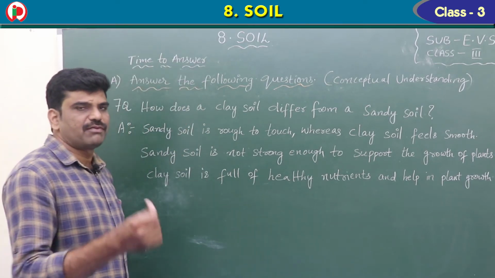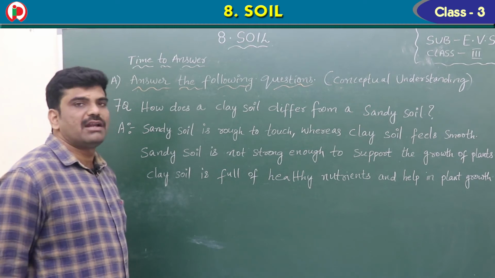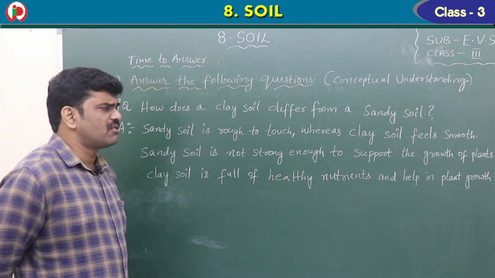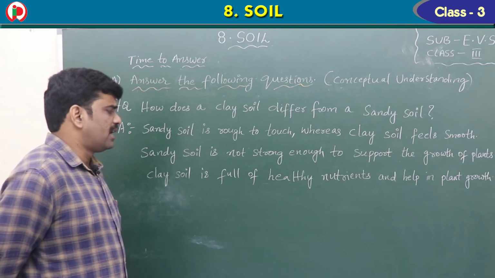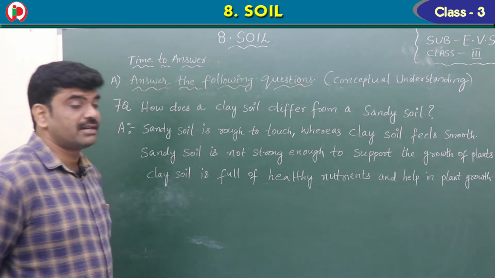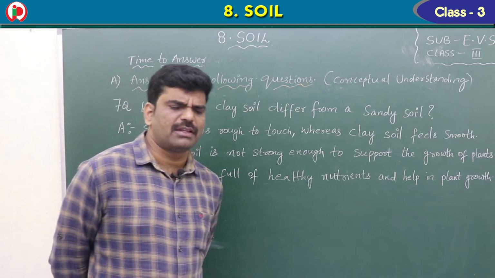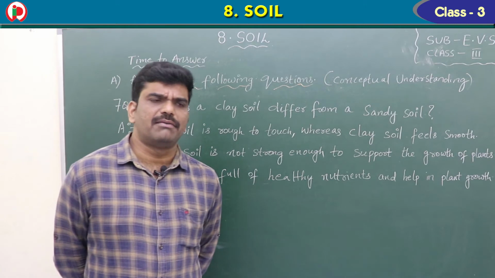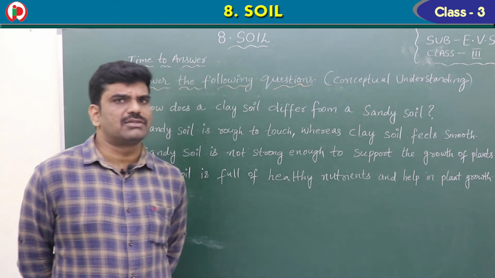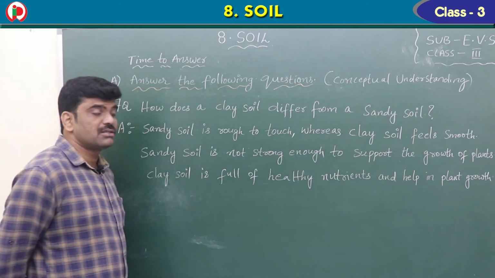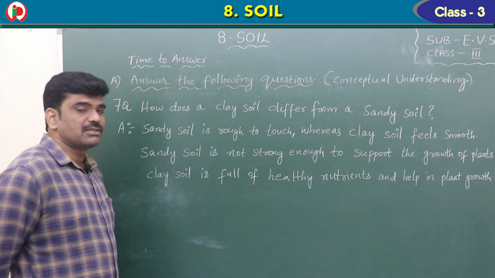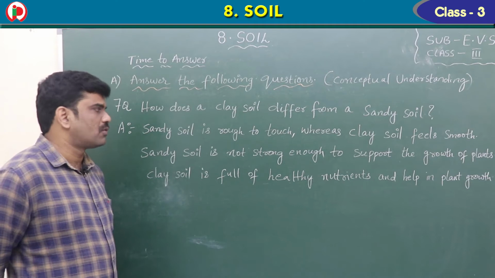Sandy soil is very rough to touch, whereas clay soil feels smooth. Sandy soil is not strong enough to support the growth of plants. Clay soil is full of healthy nutrients and helps in plant growth. So for plant growth, nutrients are required. Those nutrients we can find in clay soil, whereas sandy soil is not strong enough to support the growth of plants. That is why clay soil is the best for the growth of plants.